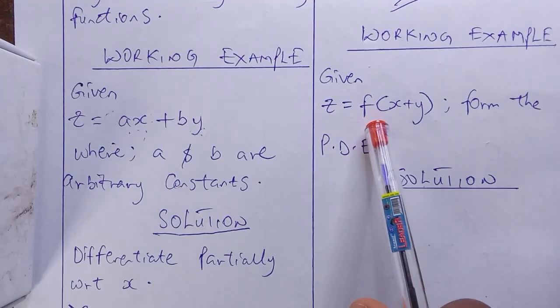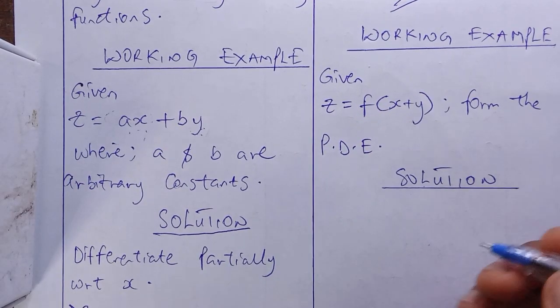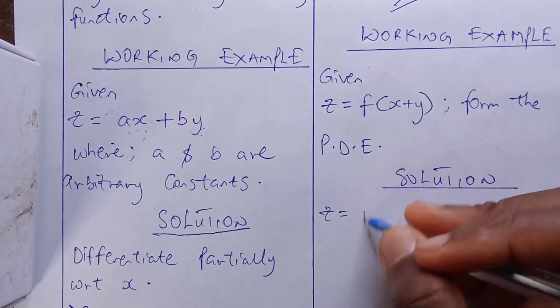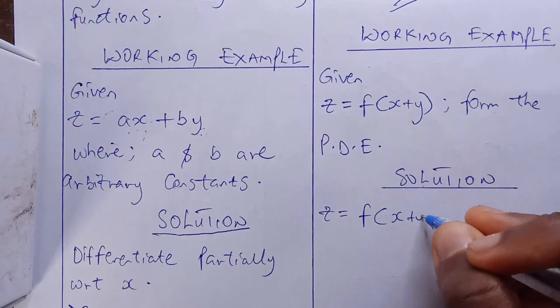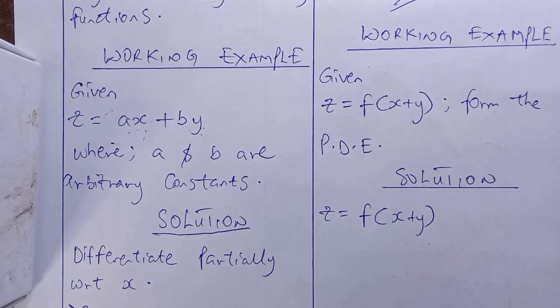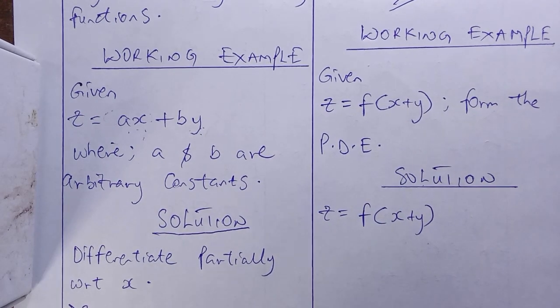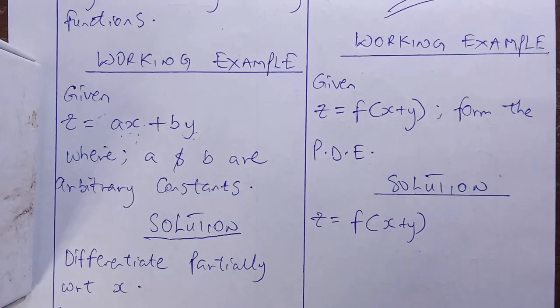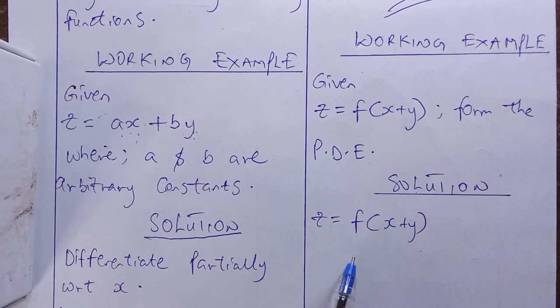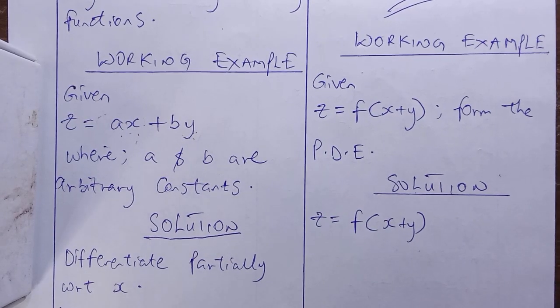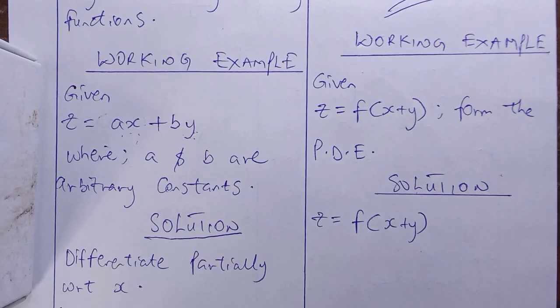So from this example, our arbitrary function here is f. So what do we have? We have z equals f of x plus y. I pray that you're not supposed to see f this semester. Amen. Back to business. Okay, so now, the same step: we have to differentiate partially with respect to x and also with respect to y.